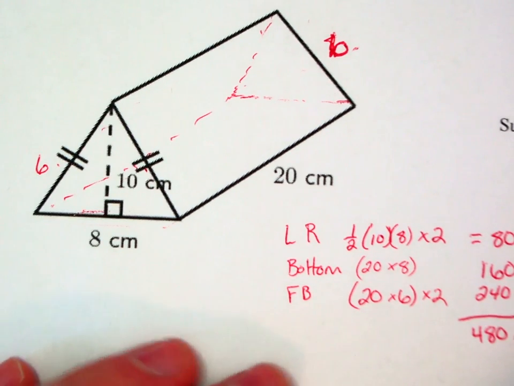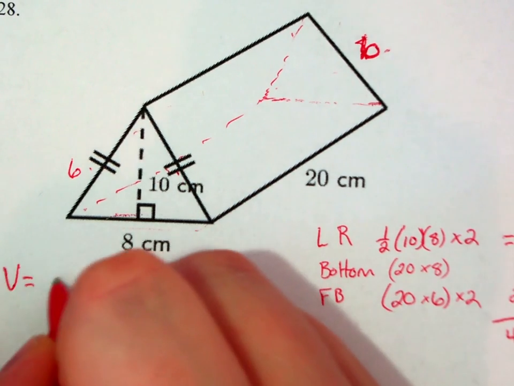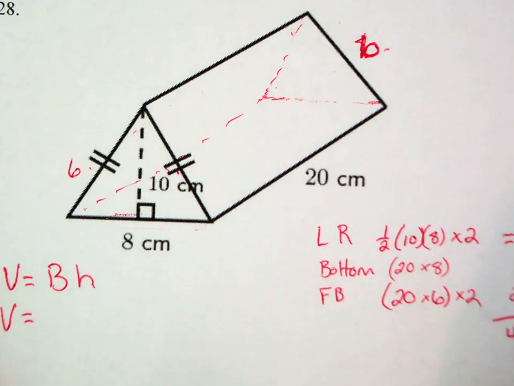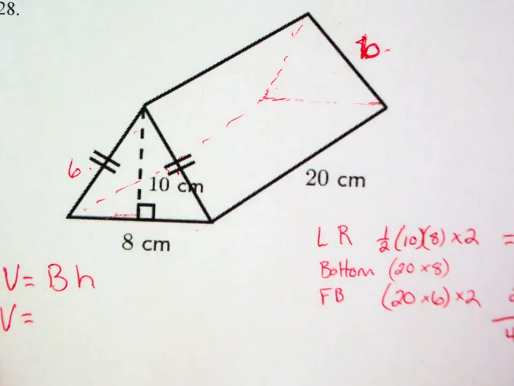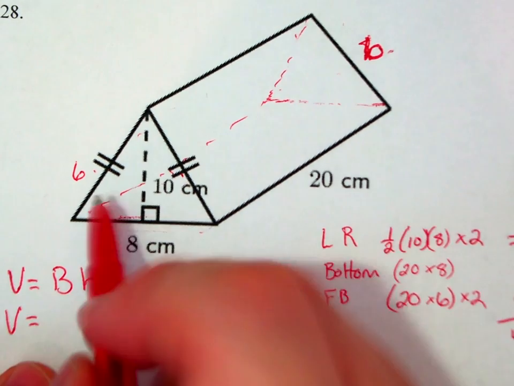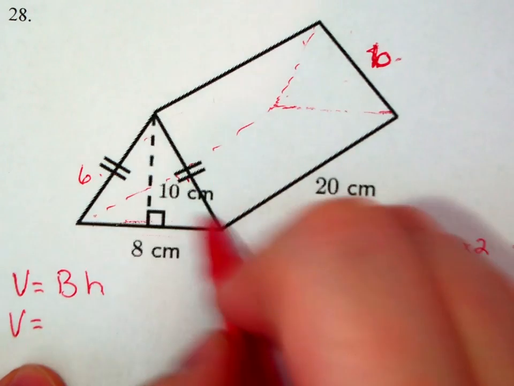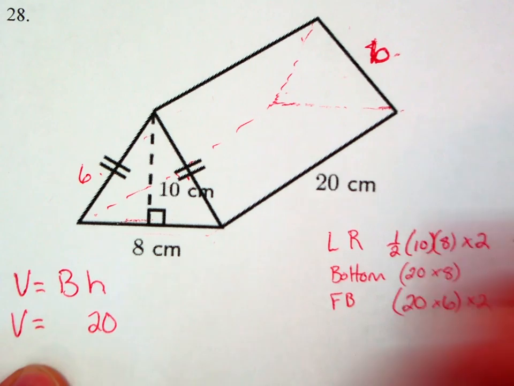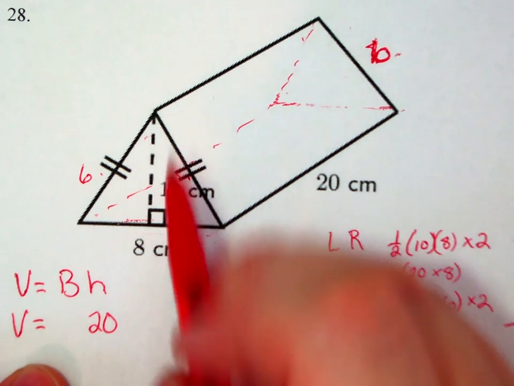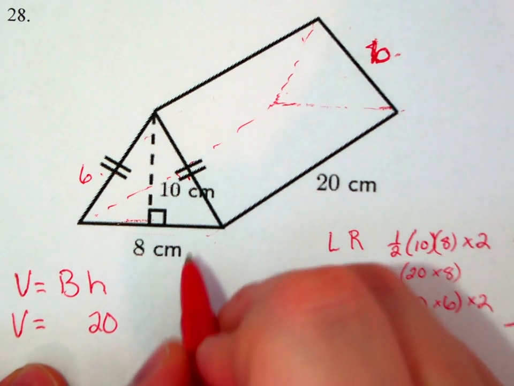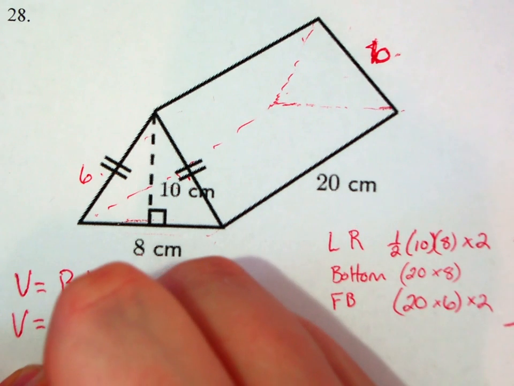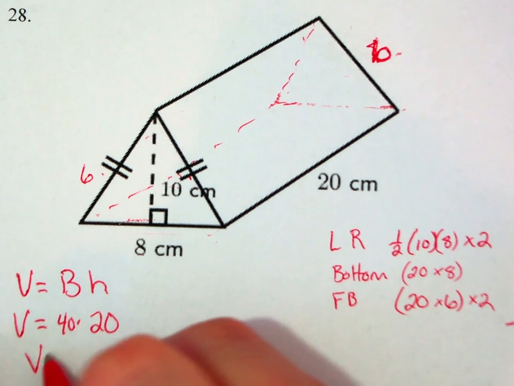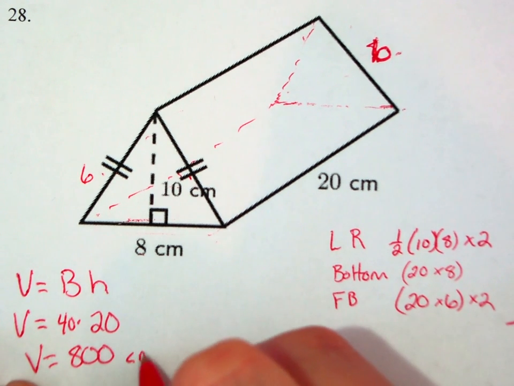Now let's work on figuring out the volume. Volume again equals big base times height. Now we already figured out the area of the base, but we did it for 2 at a time, so now we're going to do it again. But we know that the height is the amount that this triangle is extended out into the third dimension. That's 20. So now we just need to figure out our base again. That's 1/2 of 8 times 10, which would be 40. So my volume would equal 40 times 20. V equals 800 centimeters cubed.